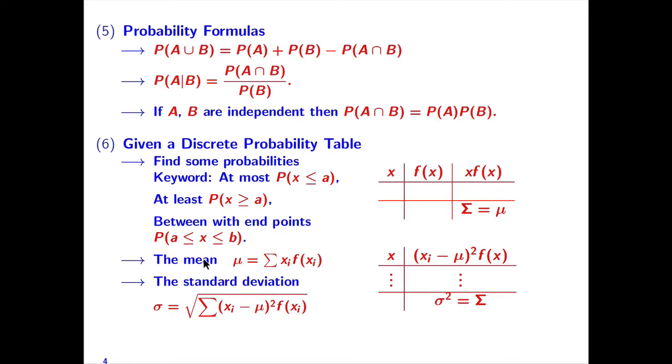Now, to find the mean, we need to use this equation, mu equal to sum of xi times f of xi. So we set up a table to find the mean mu. To find the standard deviation, we first find the variance. So we set up this table to find xi minus mu squared times f of x, and then we sum them up to get the variance, and then we take the square root to get the standard deviation.